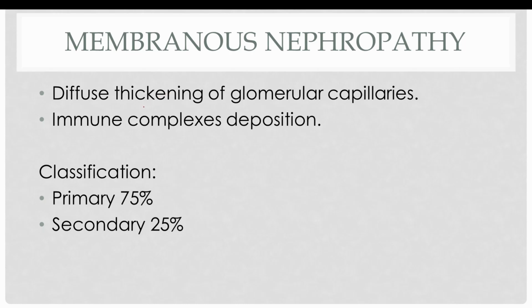Membranous nephropathy is one of the most common causes of nephrotic syndrome in adults. It is characterized by diffuse thickening of glomerular capillaries, which is due to the deposition of immune complexes in the glomerular capillaries and subepithelial side of the basement membrane. Membranous nephropathy can be either primary or secondary. 75% of cases are primary, which means that the cause of the disease lies within the kidneys. The secondary cases constitute almost 25%, which means there is a systemic identifiable cause of the disease.